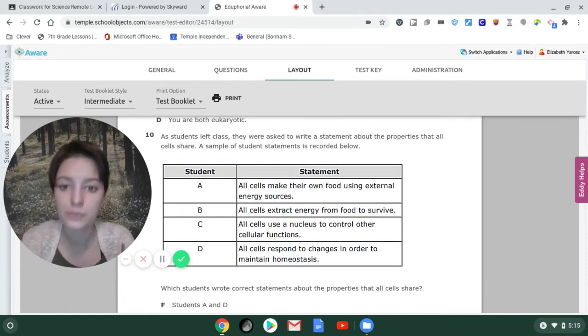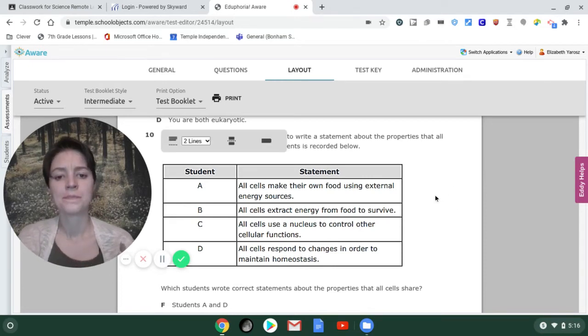10. As students left class, they were asked to write a statement about the properties that all cells share. A sample of students' statements is recorded below. A. All cells make their own food using external energy sources.